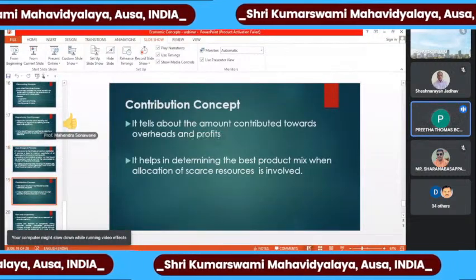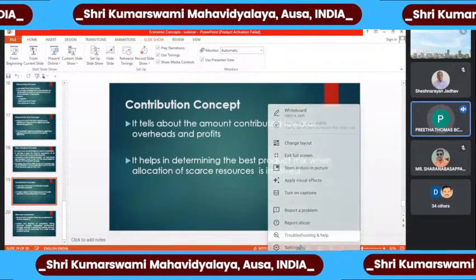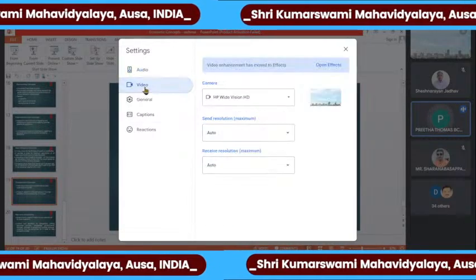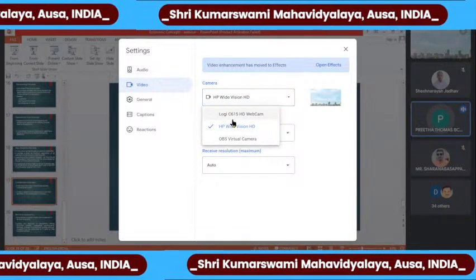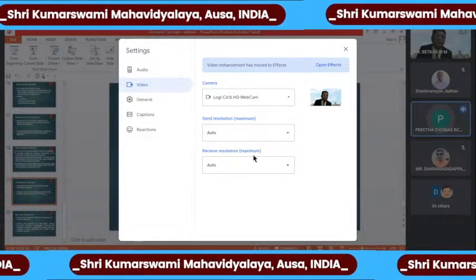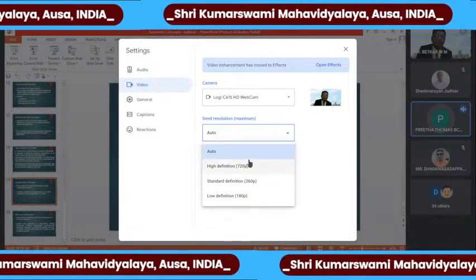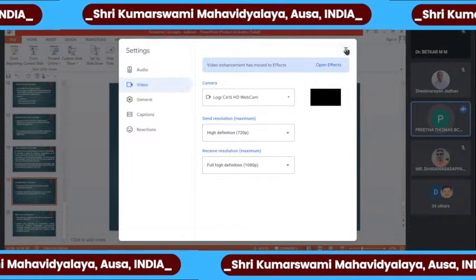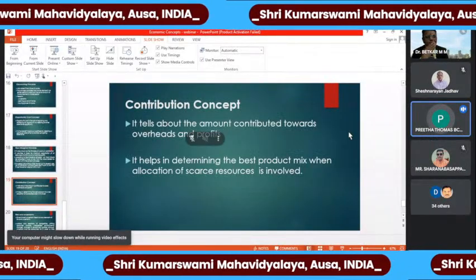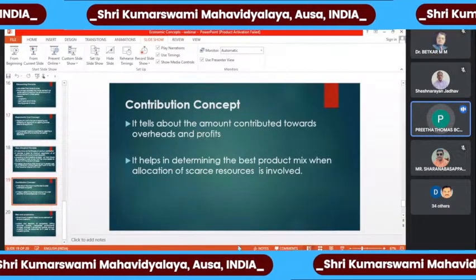Okay, the next is the contribution concept. The contribution concept tells about the amount contributed towards overheads and profits. It helps in determining the best product mix where allocation of scarce resources is involved, right? Contribution is sales minus variable cost, right? That contribution is what contributes towards meeting the fixed expenses of the firm. So it tells us if it is advantageous to accept a fresh order, to introduce a new product, or to shut down or continue with the plant, right?